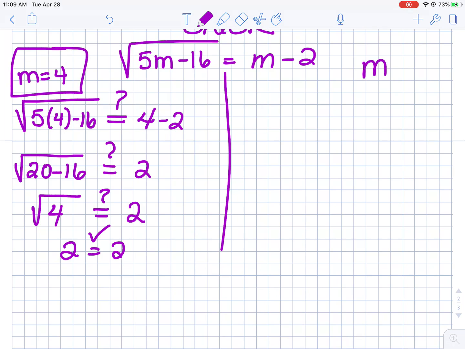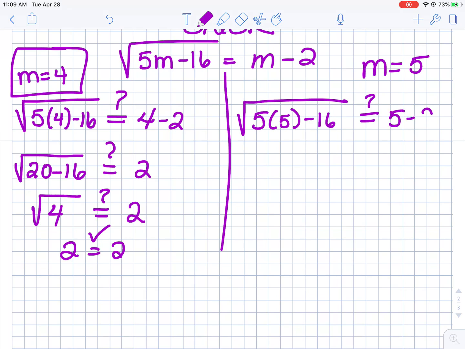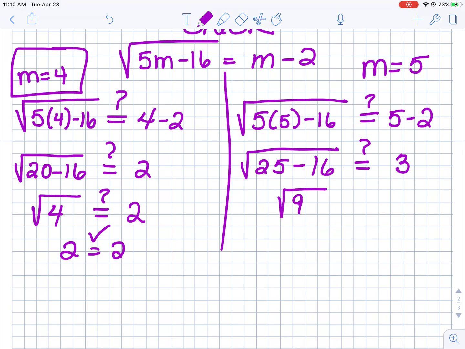Now we're going to come over here and say the other solution we believe is m equals 5. So let's check it. The square root of 5 times 5 minus 16, is that equal to 5 minus 2? So again, we're doing a check, so we're not solving here. So this is 5 times 5, which is 25, minus 16. The square root of 9. Does that equal 3? And yes, it does. So in this case, they both checked out.